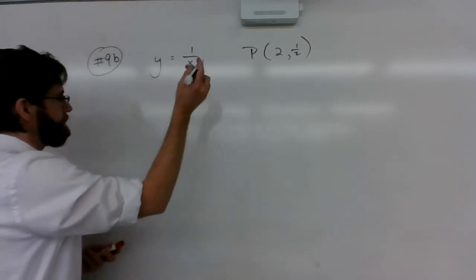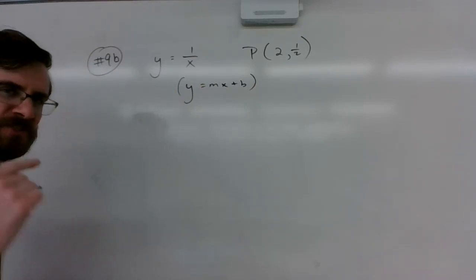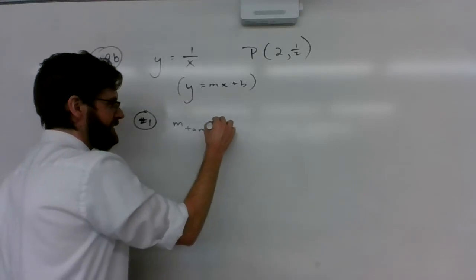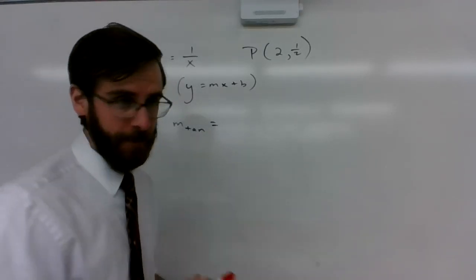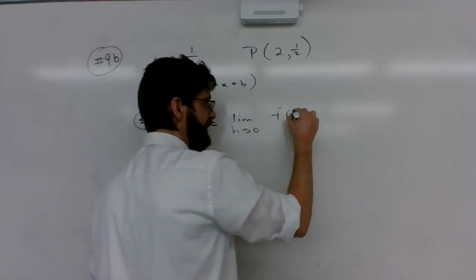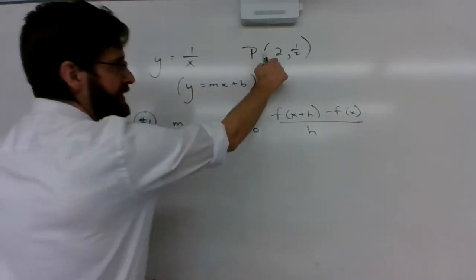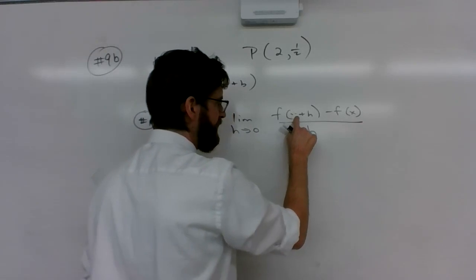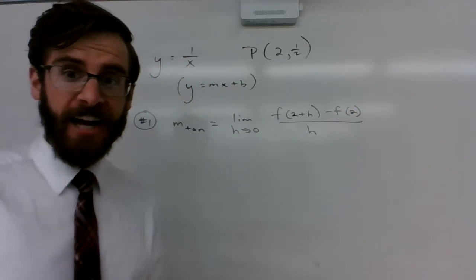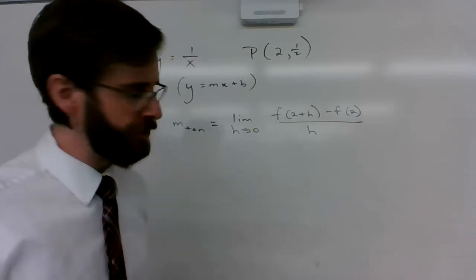So, we need this. Step 1. The slope of the tangent line is still that limit. The limit as h approaches 0 of f of x plus h minus f of x all over h. And we're doing it at x equals 2. So I can instantly put the 2 in right here and the 2 in right there. In fact, I already know what f of 2 is. It's a half. So that's going to be a half for sure.